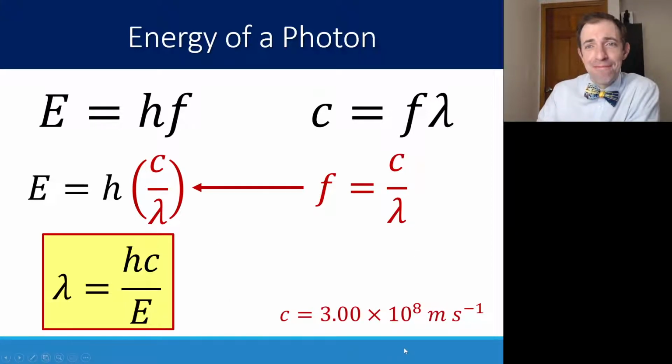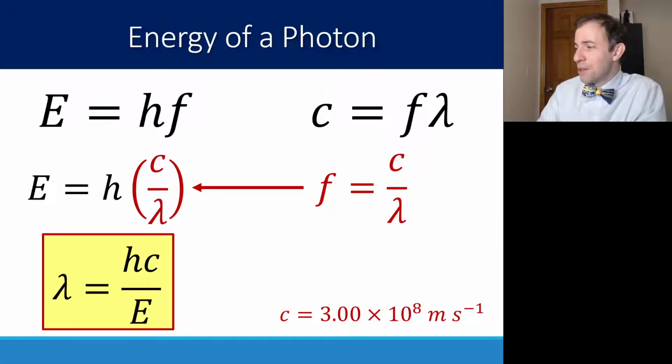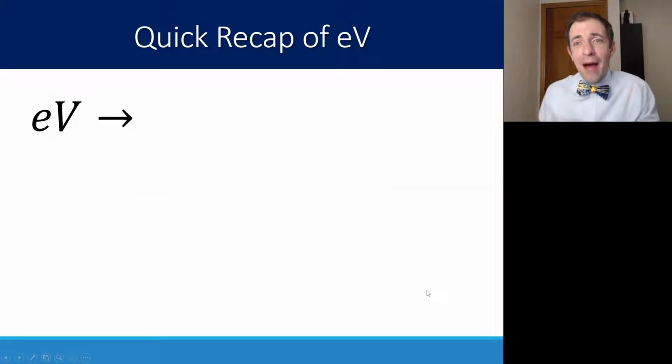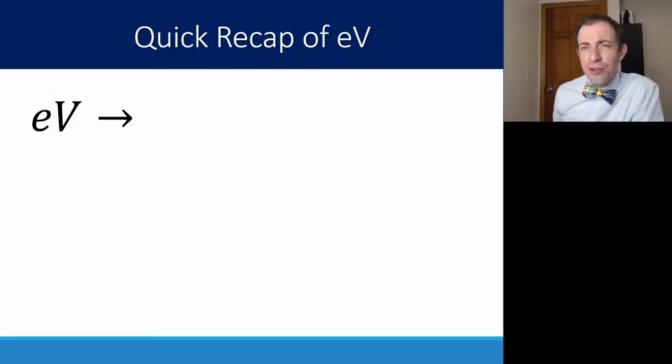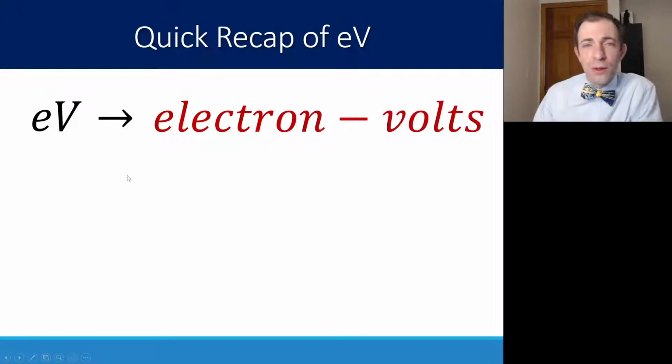C, by the way, you probably know at this point already, but it's in your data booklet, is 3 times 10 to the 8th meters per second, the speed of light. So that was how to find the energy in joules. Well, that isn't the only energy unit that we're going to be using when talking about atomic spectra and specifically in atomic physics as a whole. We are also going to use this other unit of energy called electron volts.